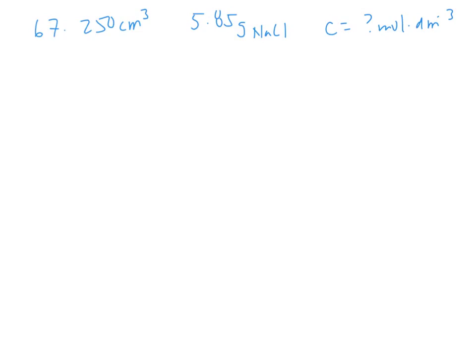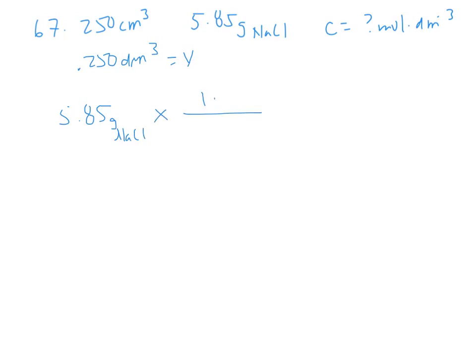So 67 is a pretty easy one as far as solutions go. 250 cc's of a solution, 5.85 grams of sodium chloride. They just want to know the concentration, and they want it in moles per decimeter cubed. So I divide by 1,000 to get my volume to 0.250 decimeters cubed.